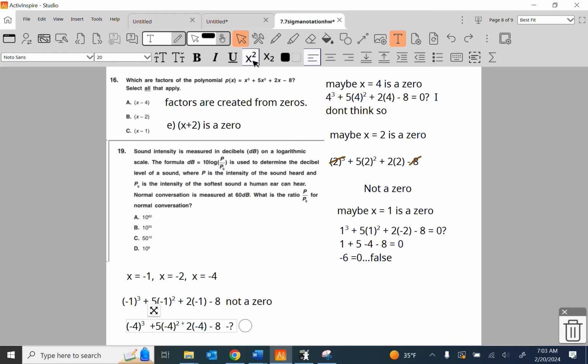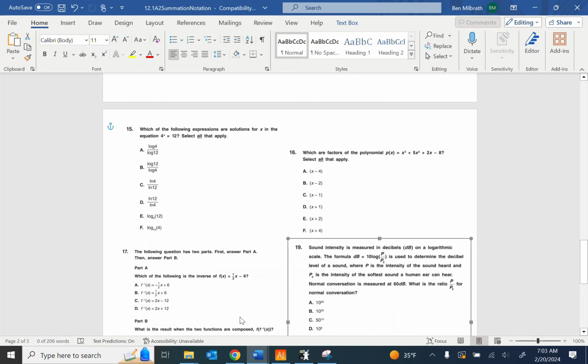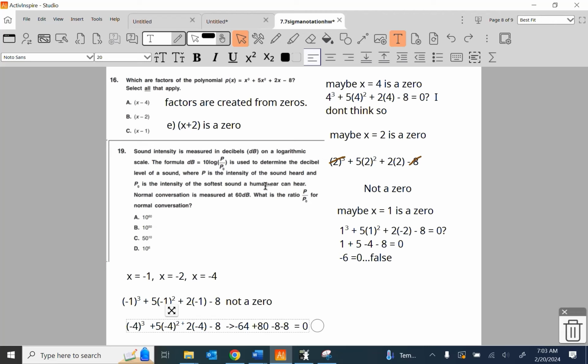What's this one yield? This one yields a negative 64 right there. Here it's got 16 times 5 plus 80 minus 8 minus 8. That is 0. So what choice was that? That was choice F. There's two of them. F, which was x plus 4. Those are your two answers.